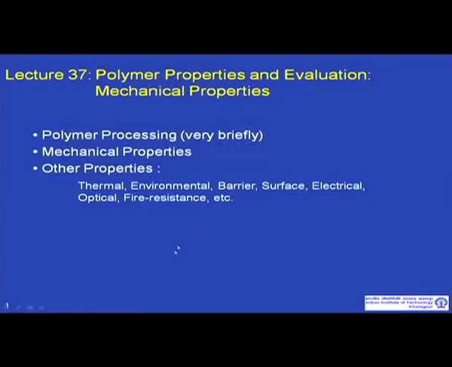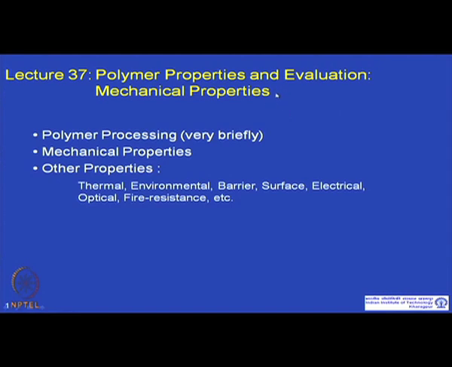Welcome back to this course on polymer chemistry. In today's lecture we are going to start our discussion on polymer properties and how those properties are evaluated. Today we will start our discussion on mechanical properties, which may be continued in the next lecture as well, and then eventually we will discuss very briefly the other properties.